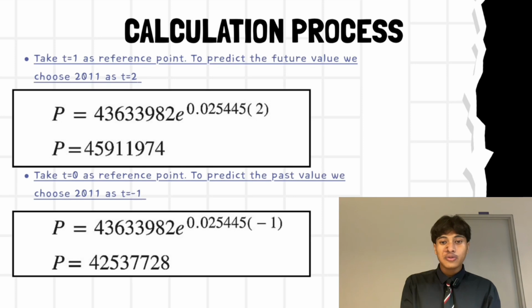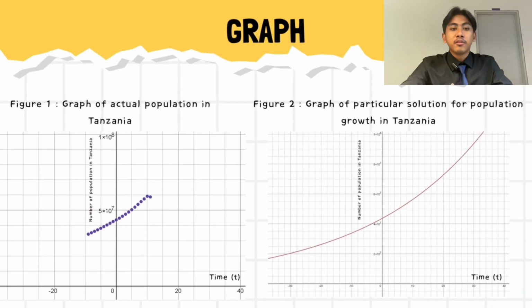45,911,974. For the second one, we'll take t = 0 as the reference point, and to predict the past value, we choose 2011 as t = -1. So it will be P = 43,633,982 e^(0.025445(-1)). And the answer will be P = 42,043,537,728.